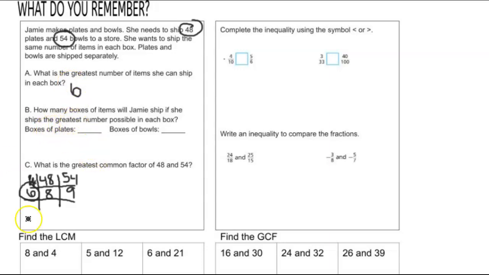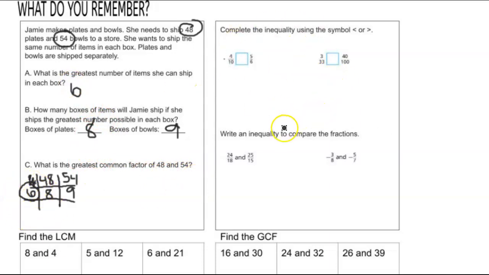And how many boxes? How many boxes of items will Jamie ship if she ships the greatest number possible in each of the boxes? So plates, we have 8, because if we look down here, we have 8 underneath 48. And bowls, we have 9. And we already figured out what the greatest common factor of 48 and 54 is, and we already have it solved there. It is 6.